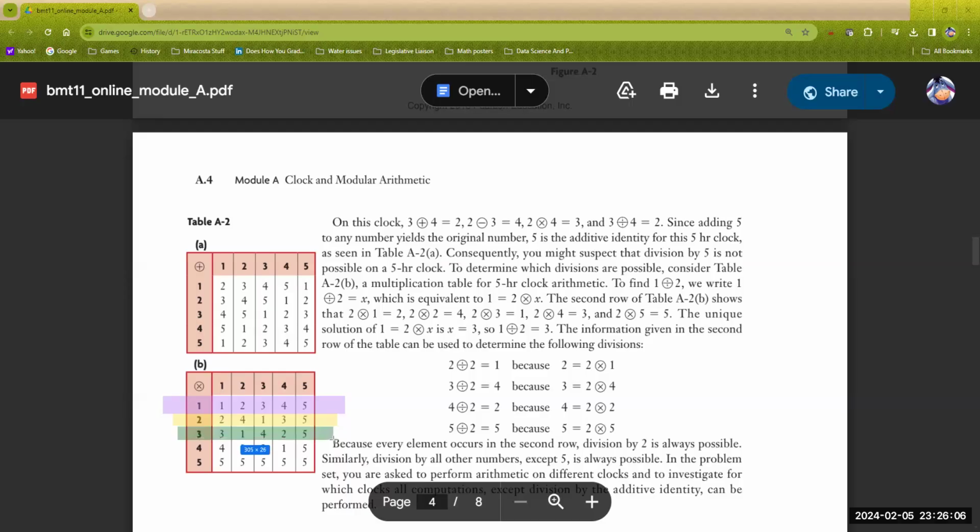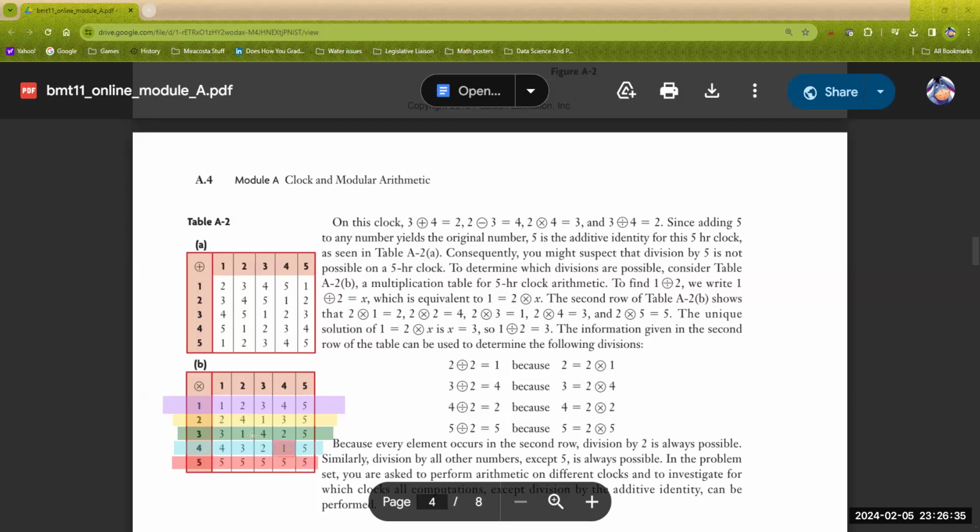Next one up, 3. Every digit appears. You can divide by 3 in a 5 o'clock. Next up, 4. Every digit appears. You can divide by 4 in a 5 o'clock. And finally, we'll get to the last one, 5, which is fantastic with one small exception. Not every number appears. As a matter of fact, pretty much nothing appears except 5s. So this is like the worst one. Okay. So that is one option that you can have.